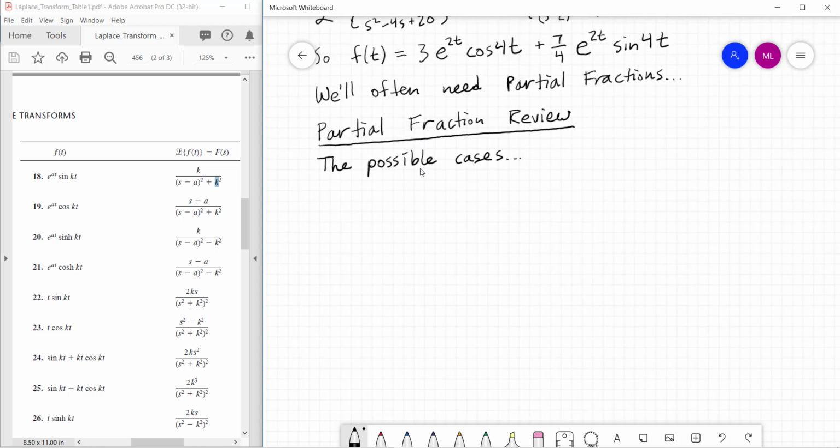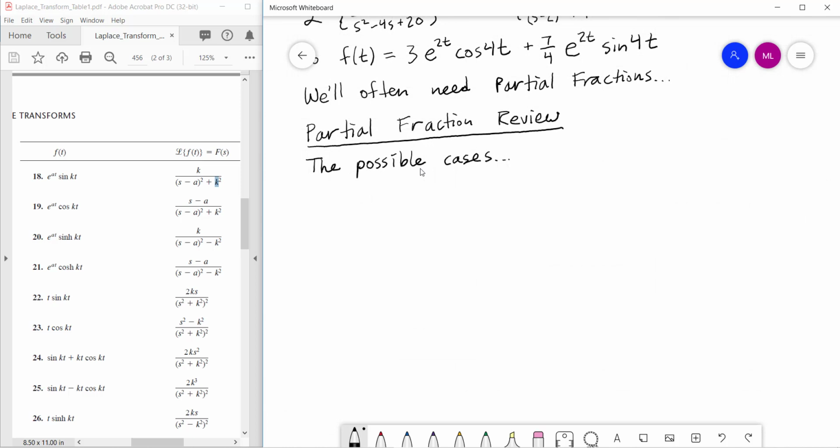One thing that can happen is we wind up with non-repeated linear factors. So case number 1, which I'm going to call non-repeated linear factors. So this would be an example where our f of s looks like this. So we're dealing with some sort of rational function, like the one that we just saw. There's some polynomial on top, and it's divided by some other polynomial on the bottom.